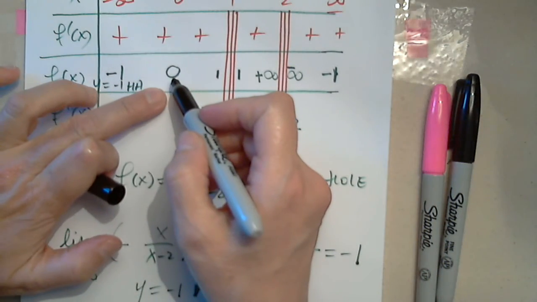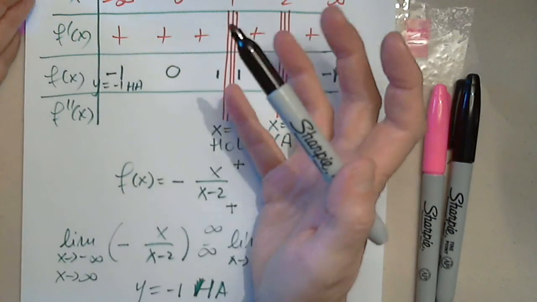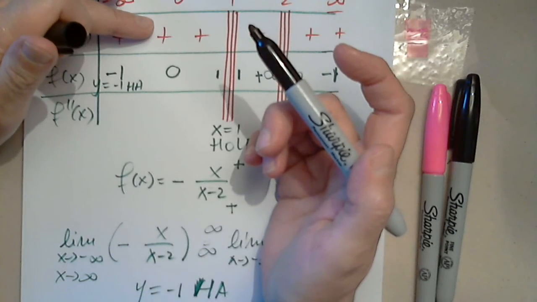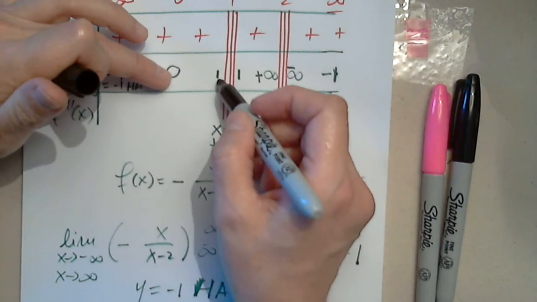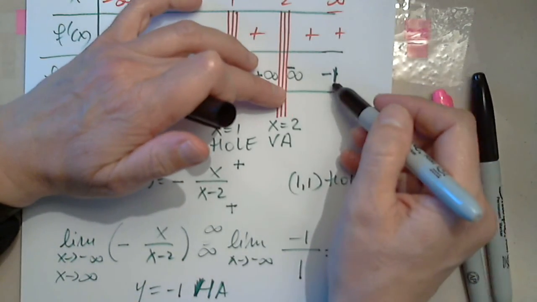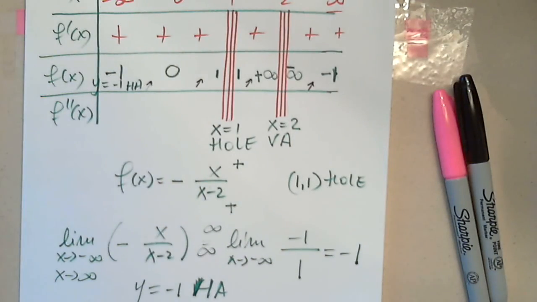From negative 1 to 0, what does the function do? It increases, and that is supported by the sign of the first derivative. From 0 to 1, also increasing. From 1 to infinity, also increasing. From negative infinity to negative 1, also increasing. These two work well together.